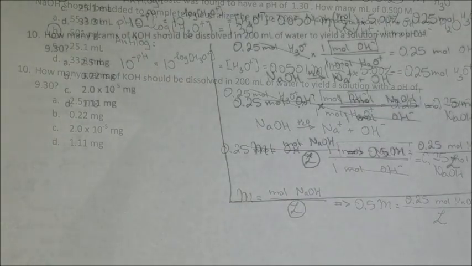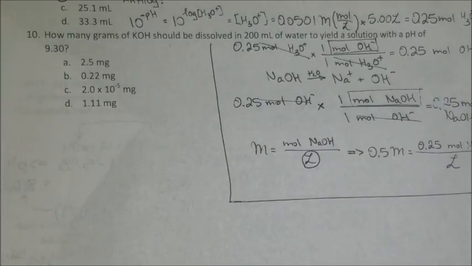That was number 9. All right, lastly for number 10, we're almost done with this marathon. How many grams of potassium hydroxide should be dissolved in 200 milliliters of water to yield a solution with a pH of 9.3? Okay, let's forget about grams for a second. Let me just focus on moles. So I want to figure out how many moles of KOH I need, and then I can do all of the converting into grams off of the periodic table.